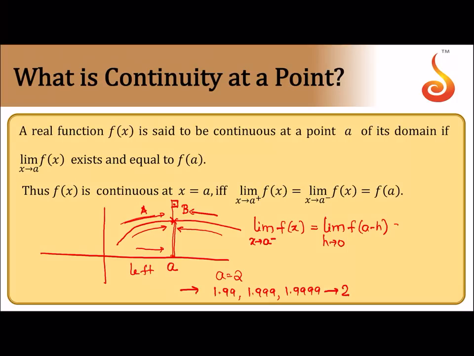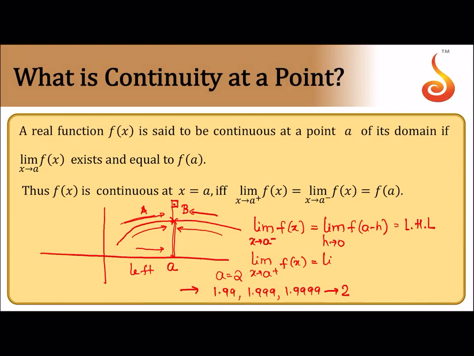Limit x tending to a, f of x can be replaced by limit h tending to 0, f of a minus h. This is also called the left hand limit. You are approaching the limit from the left side.